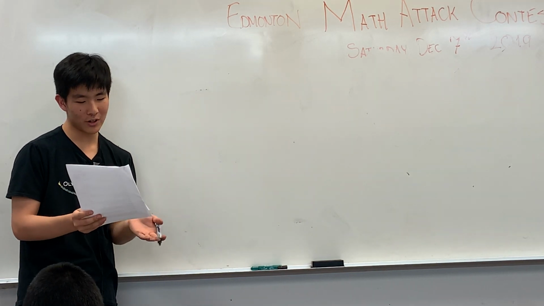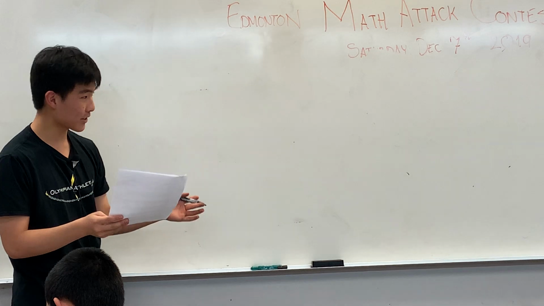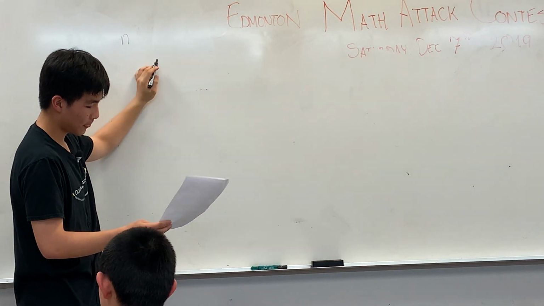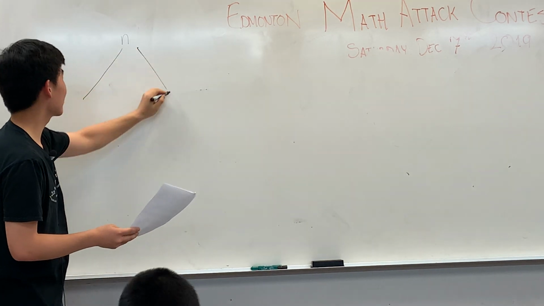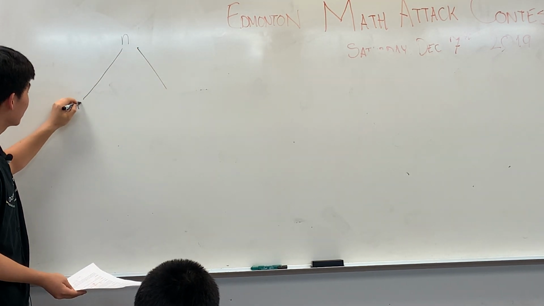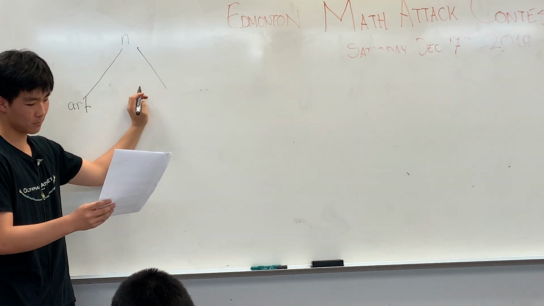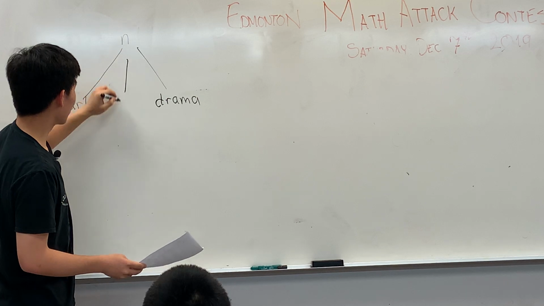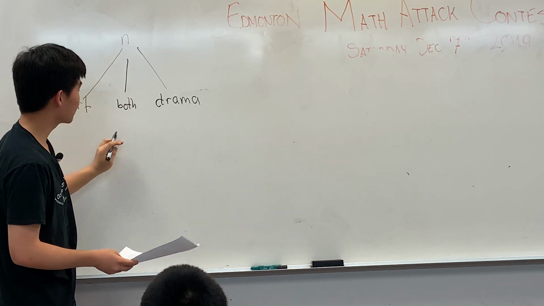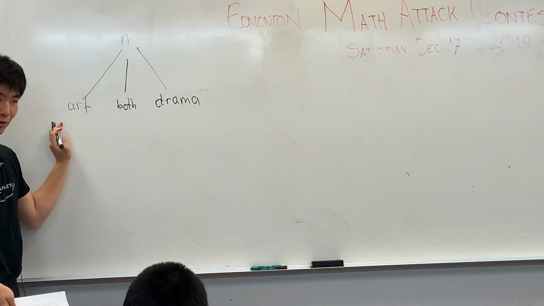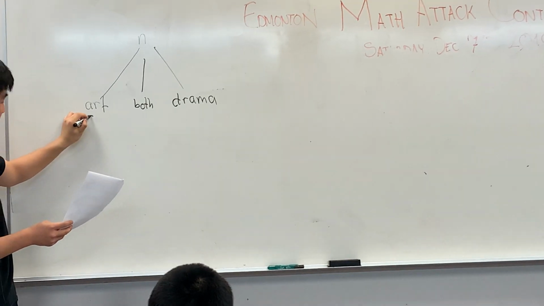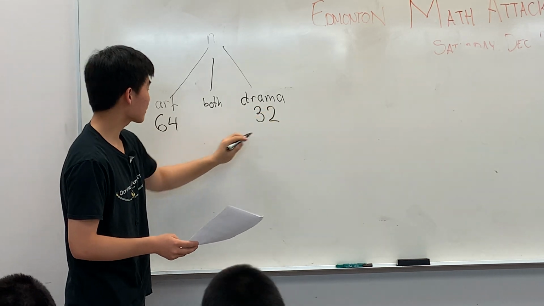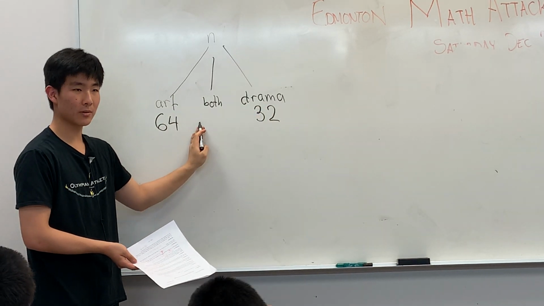In the class you have some number of students. We'll just call this n, right? And of those n students, there are some who take art, there are some who take drama, and there are some who take both, right? So you know the number of students who take art is 64, and you know the number of students who take drama is 32. But you don't know how many students take both, right?